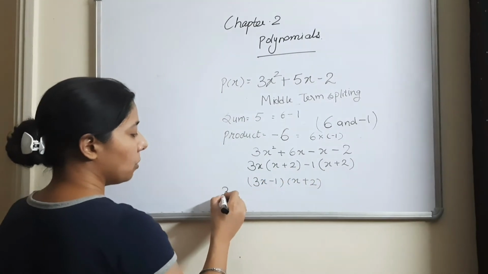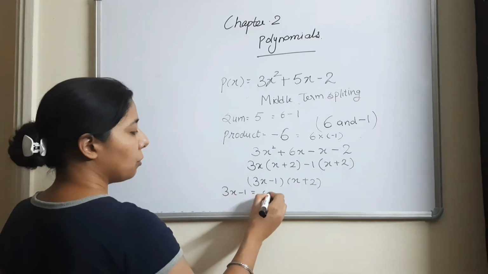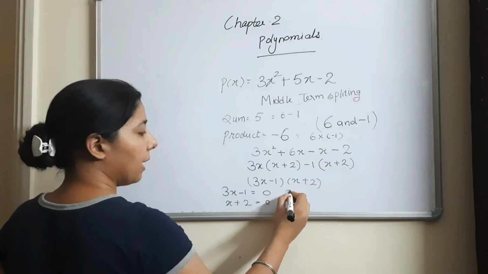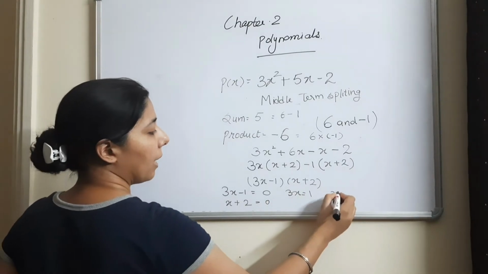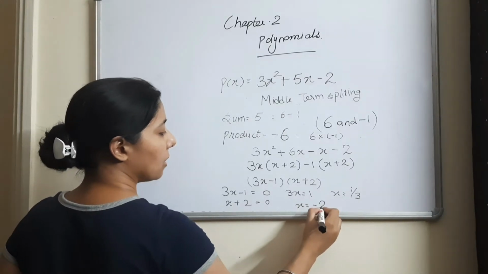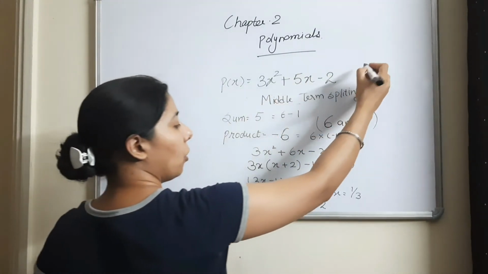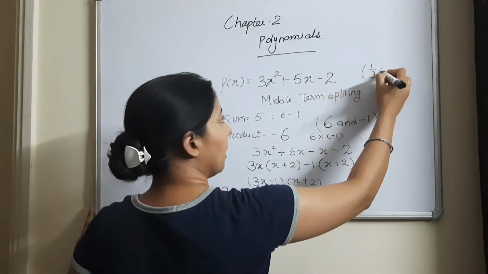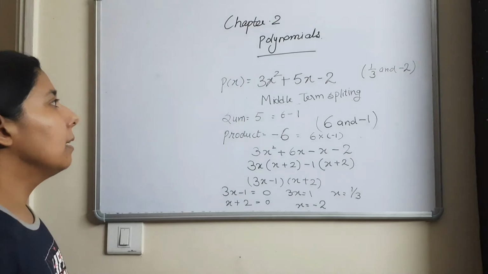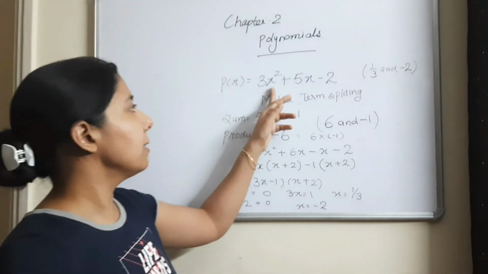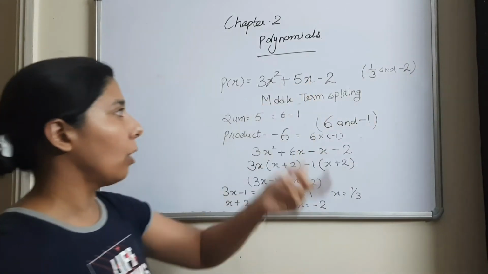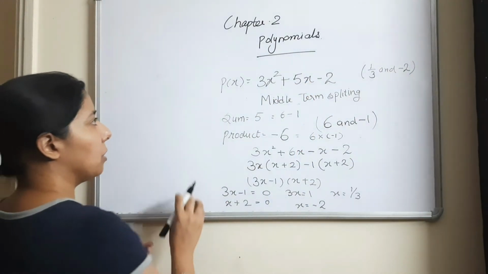Now for finding the zeros, what we will do? We will put 3x minus 1 equals to 0 and x plus 2 equals to 0. From here you will get 3x equals to 1, or x equals to 1 by 3. And here you will get x equals to minus 2. So the zeros of this polynomial are 1 by 3 and minus 2. And the answer can be verified by putting x equals to 1 by 3 in this polynomial and x equals to minus 2 in this polynomial. I will show you the whole procedure now.